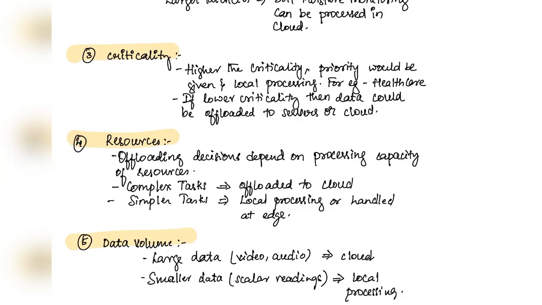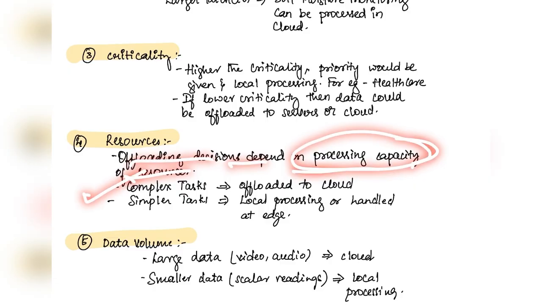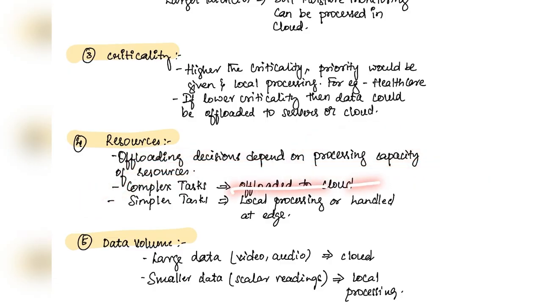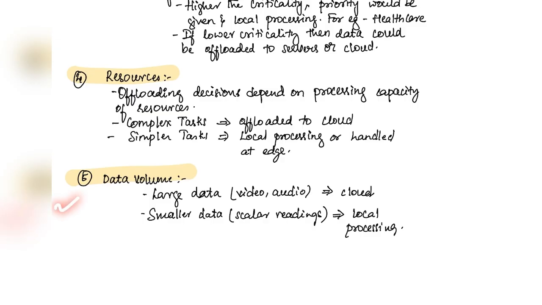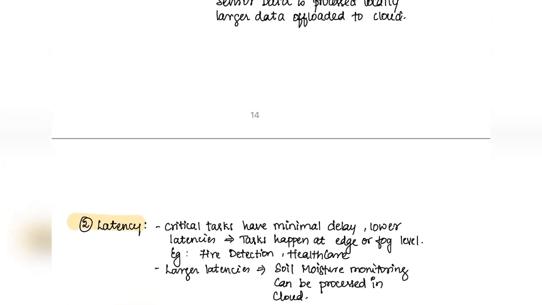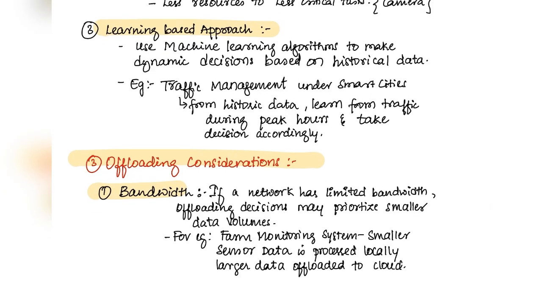Then we have resources. Offloading decisions depend on the processing capability of resources. If there are complex tasks, they can be offloaded to the cloud. If it is very simple, I can perform it locally, or it can be handled at the edge. Next we have data volume. Large volumes of data, for example video data, are often sent to the cloud, whereas smaller data, like scalar readings, can be handled locally. These are the parameters, or considerations, which are very important for offloading.